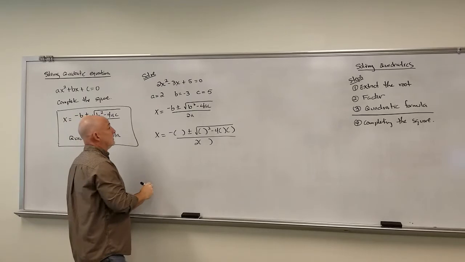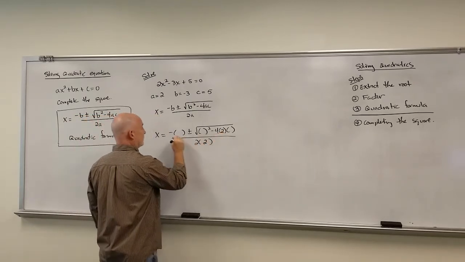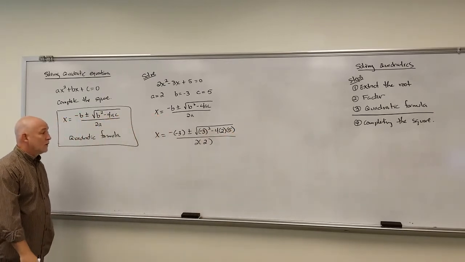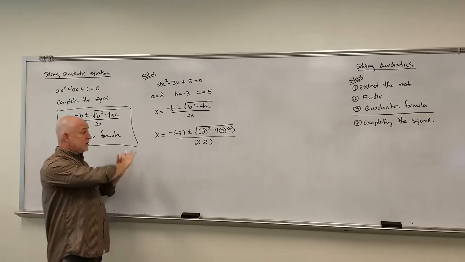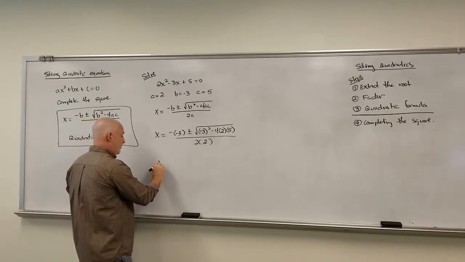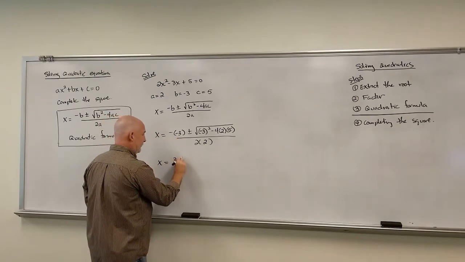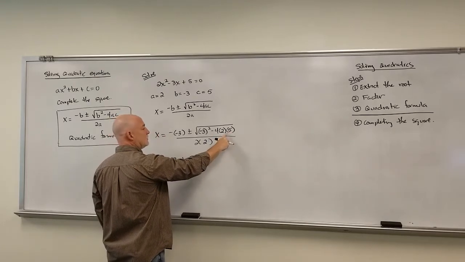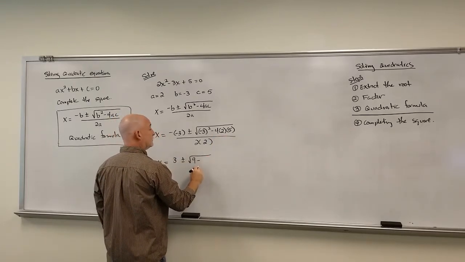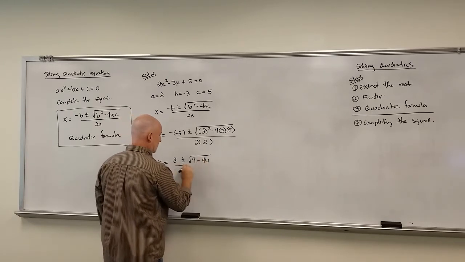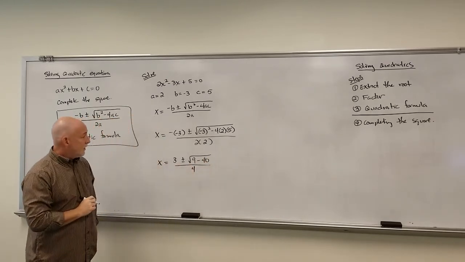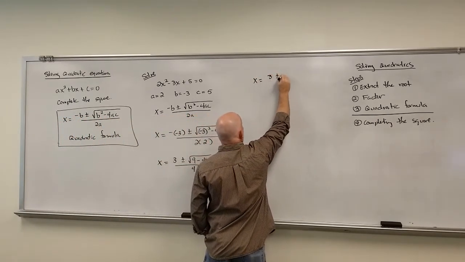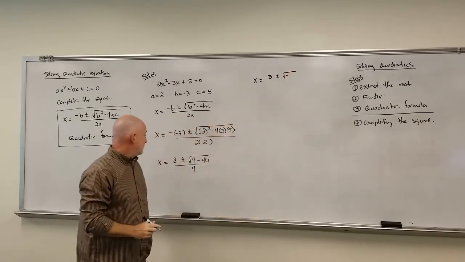All right, so let's see. Everywhere there's an A, I put a 2. Everywhere there's a B, I put a -3. And everywhere there's a C, I put a 5. Okay, now you want to do is simplify all the numbers that you can. So we do have a bit of arithmetic to do. So negative -3 becomes a +3. That's going to be 9 minus, let's see, 4 times 2 times 5 would be 40. All over 4. We're still not quite done simplifying our numbers. So we get x is equal to 3 plus or minus the square root of negative, what's that going to be, 31?